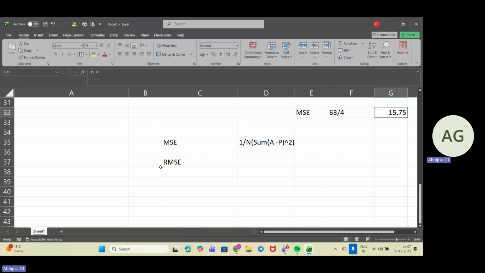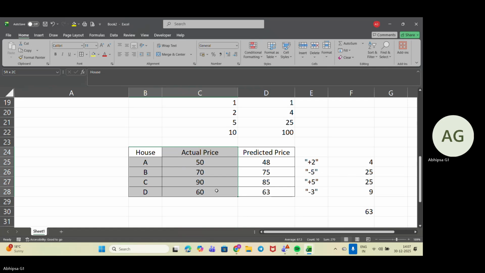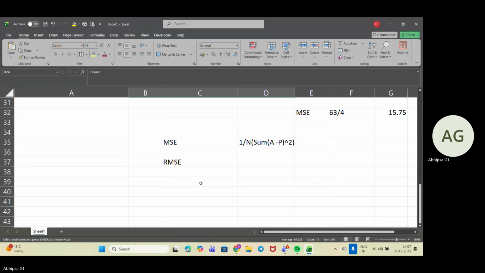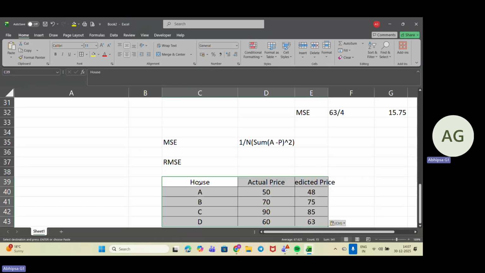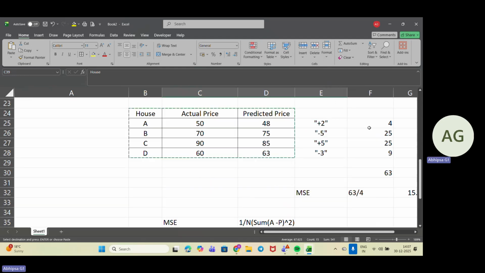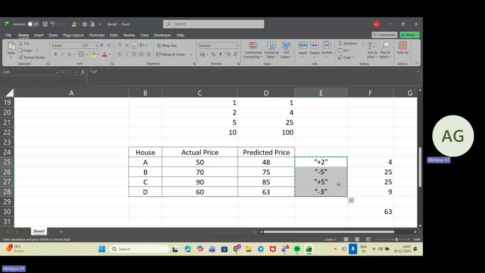Okay. Now accordingly, for the same data, we have to find out the error, that is actual minus predicted value. We have already found it out. So this is the error.